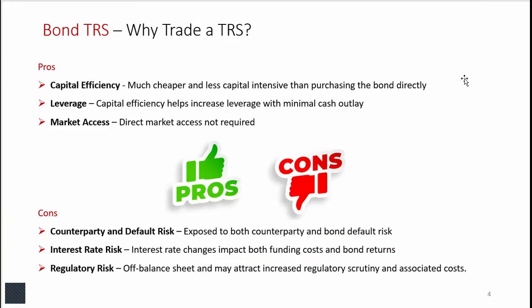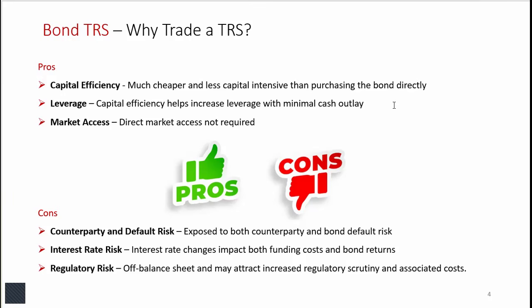Now, why would we trade a bond TRS? And what are the pros and cons? One of the pros is capital efficiency. It's much cheaper to buy a TRS to get exposure to a bond than to actually buy the bond itself. So if I'm a hedge fund and I want exposure to bonds, I think bond prices are going up. Or maybe I think they're going down, and I might take the opposite position and sell the TRS. But I can transact in fixed income markets very, very cheaply.